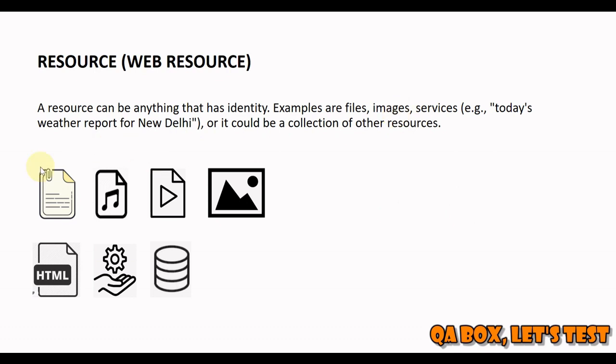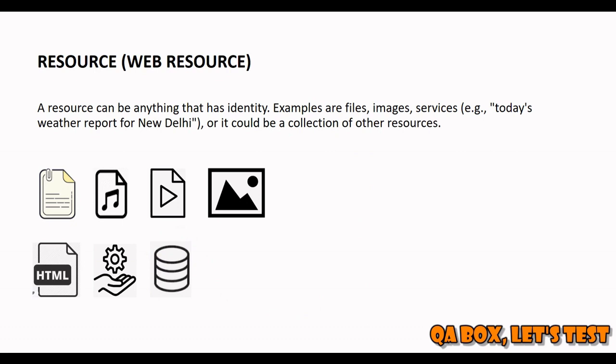So then what is a resource? A resource could be a normal text file, an audio file, a video file, an image file, an HTML document, or a service. A service example could be: what's today's weather for New Delhi. And then the database as well, because when you work with a web application, you fetch data from the database and display it on the UI of the web application. So that is also a resource.